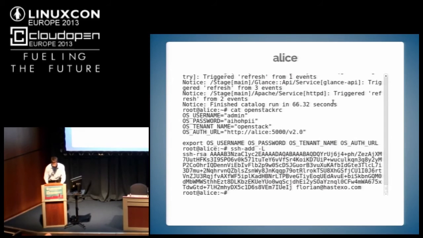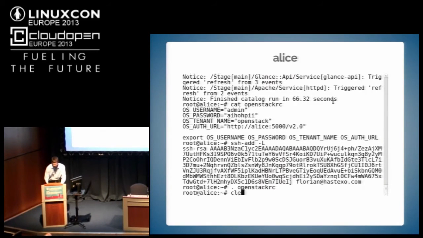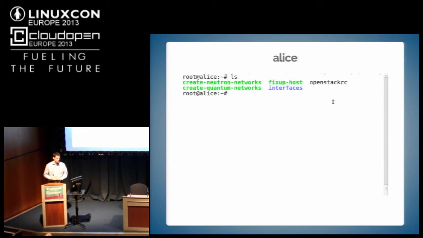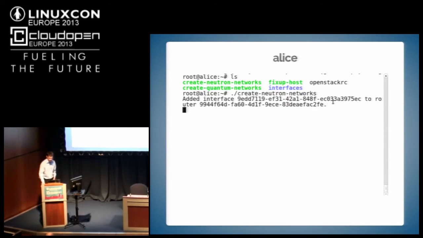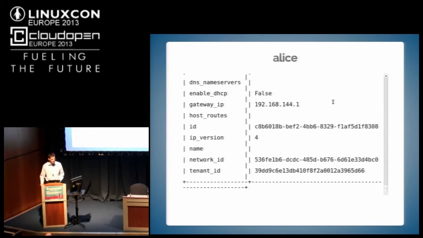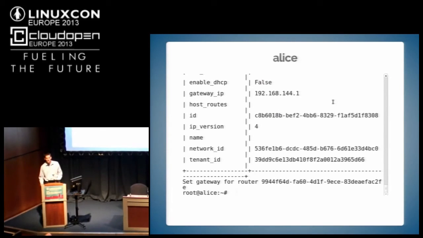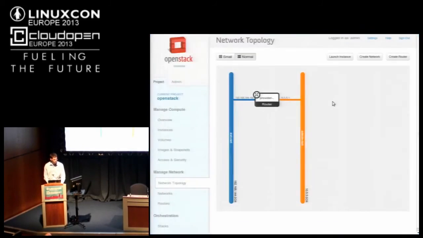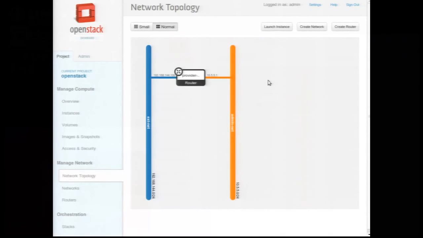So here on Alice, there's a little script here. We need to source that, obviously. And there's a little script here that's called create neutron networks. And if we run that, then even though we currently don't have any network nodes that are implementing these networks, that doesn't matter. We can still create them because we're only interacting with the Neutron API. And that, in turn, is talking to a relational database. So it's now creating a port, a network, and a gateway for that network. And lo and behold, there is our network topology that has just changed.